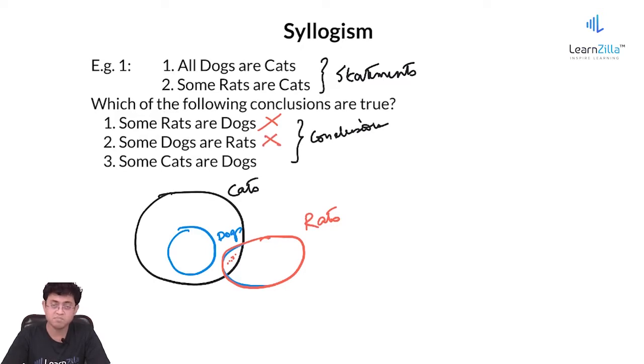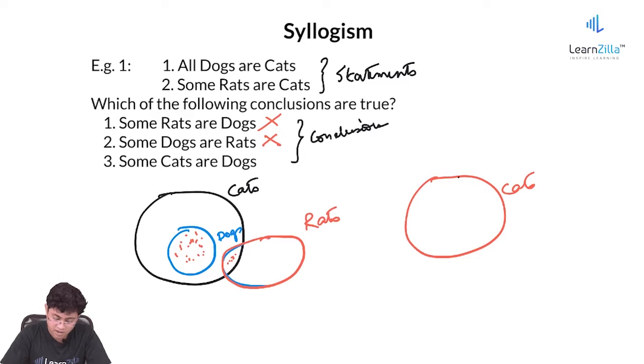Third one, some cats are dogs. Now from the diagram we can see there are several cats which lie in this dotted area of dogs, which are actually dogs. So yeah, from the basic diagram it looks like the third one is true. But let's test it. Now when we say all dogs are cats, there is one more possible diagram. Say this is my cat and the same thing is my dog. This is one more possibility, right?